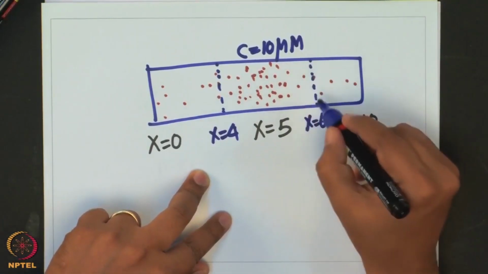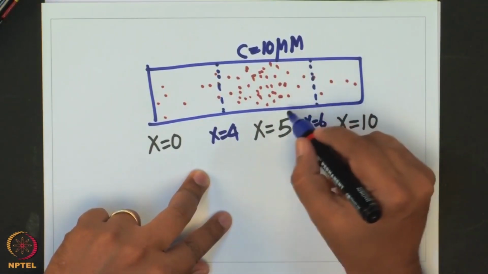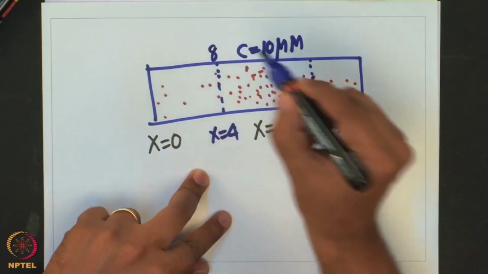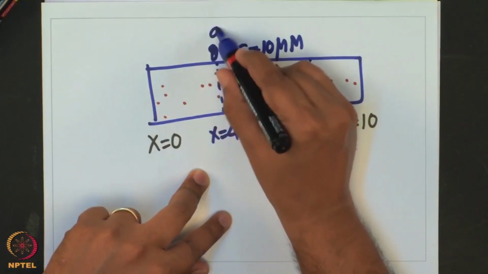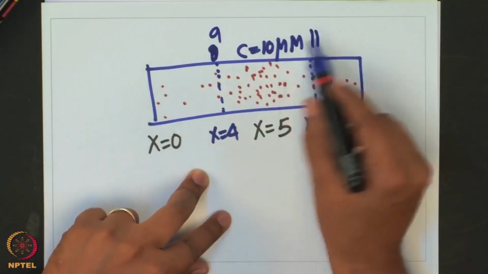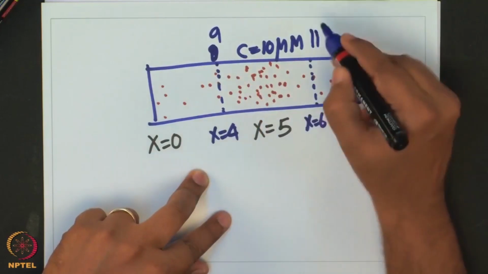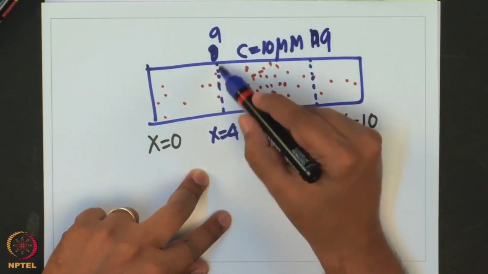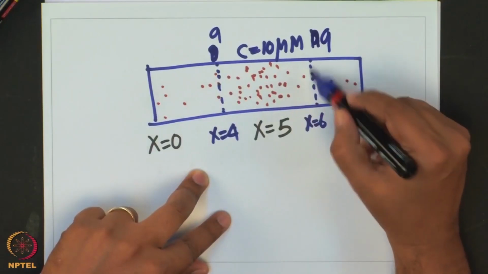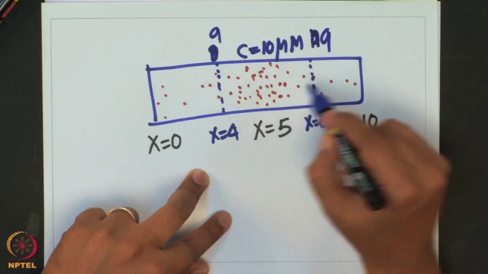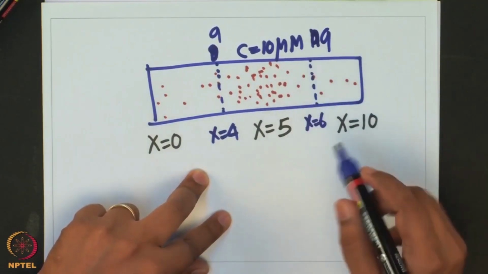So these two lines are x equal to 6 and x equal to 4, and here the concentrations are, let us say, respectively 9 and 11. 1 micromolar change. Here it is 9 and 9. So it should be 9 here too. So 9 micromolar is the concentration here, 9 micromolar is the concentration here. So concentration decreases on either side, and let us think of this situation.